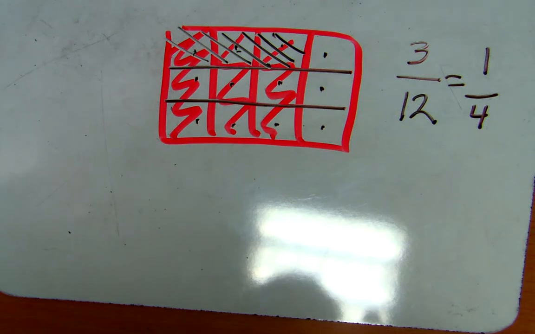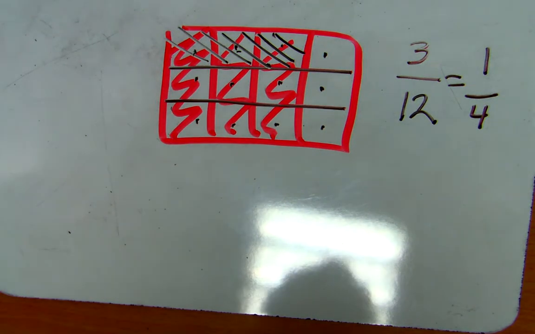I hope this has been a quick refresher on how to take a part of a part, or multiply two fractions with a model.